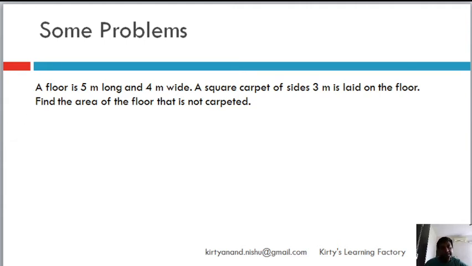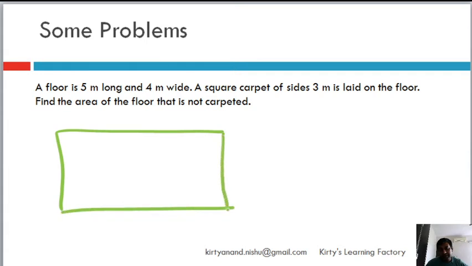Okay, next one. A floor is 5 meter long and 4 meter wide, again a rectangle. Oh my god, how many rectangles are going to come in the problem today? Anyway, so this is a rectangle. This is 5 meter. This is 4 meter.